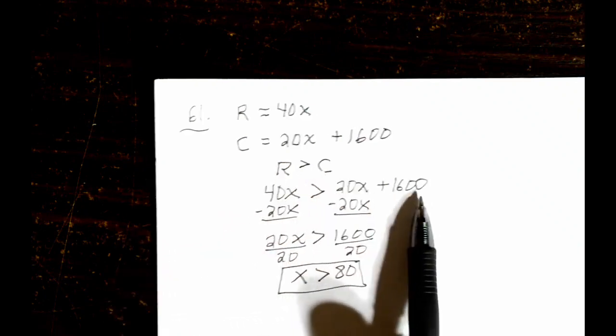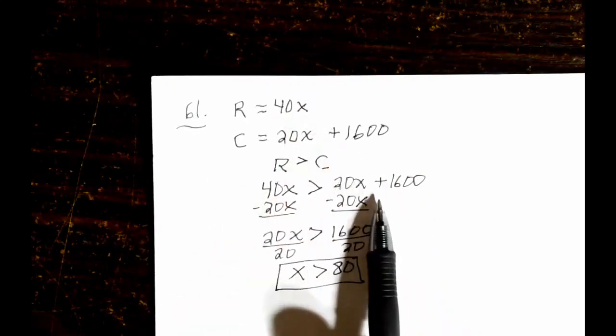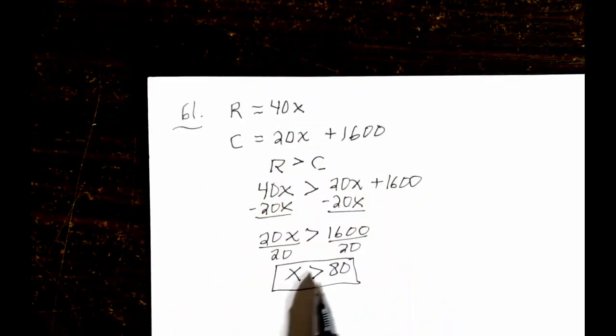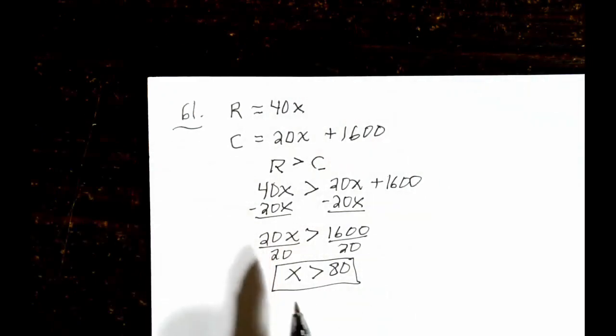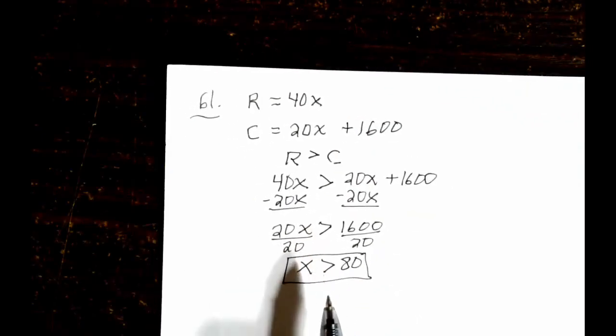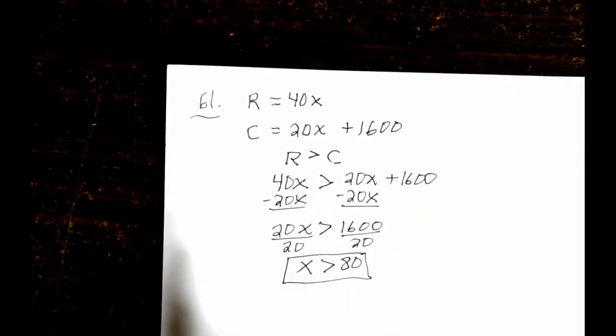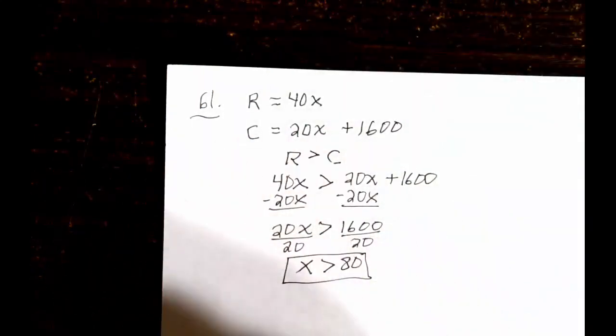So I throw in the values above in here, and I solve, and I get when x is greater than 80. So when you sell 80 of these items, you break even exactly. When you sell 81 or more, now you're making a profit, or your revenue is greater than your cost.